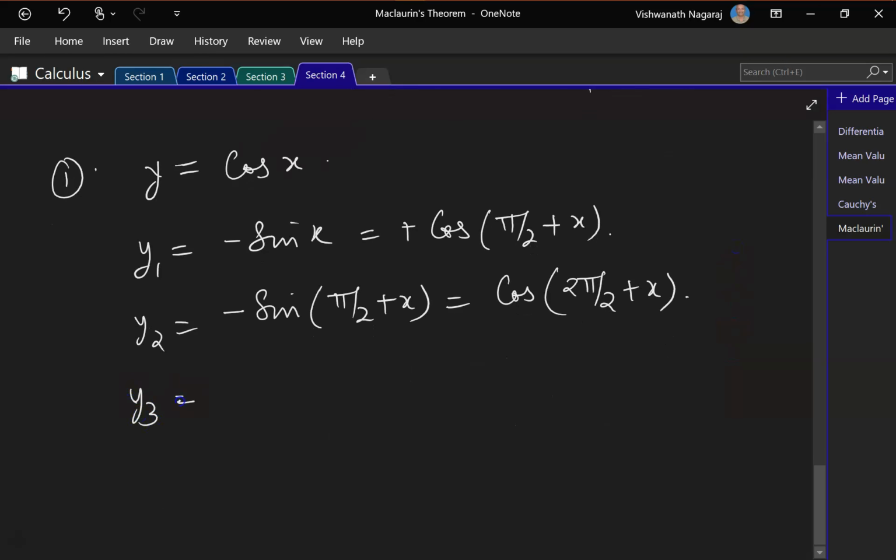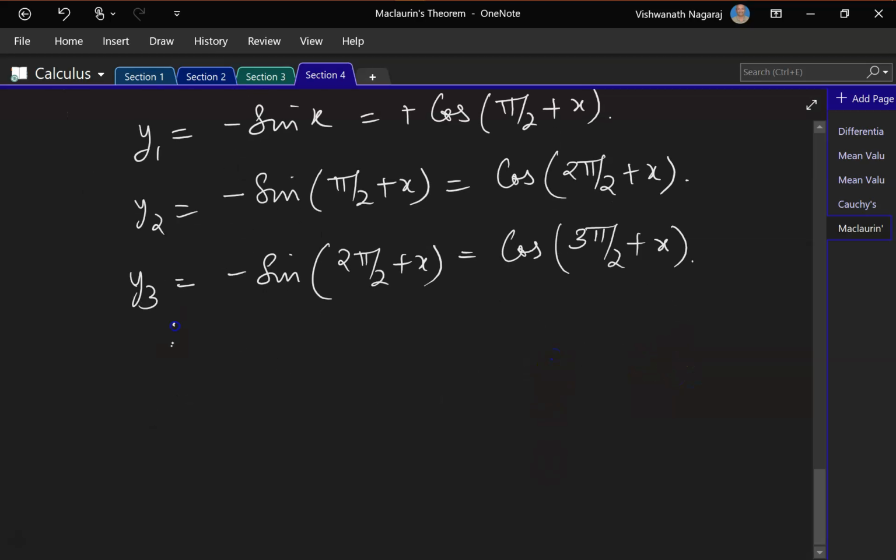y3, third derivative, we get again minus sin (2 pi by 2 plus x). Again, write it in terms of cos. So 2 pi by 2 plus pi by 2, so cos (3 pi by 2 plus x). So like this, the nth derivative would look like cos (n pi by 2 plus x).